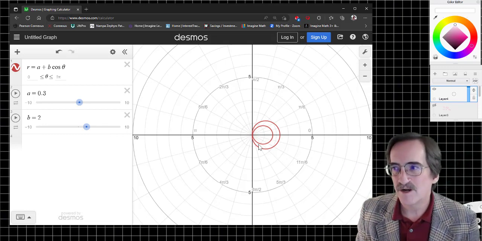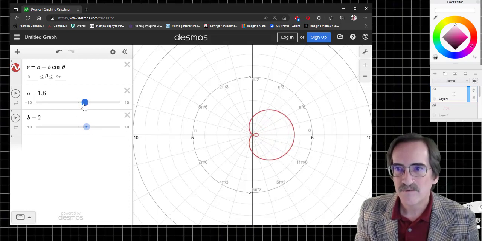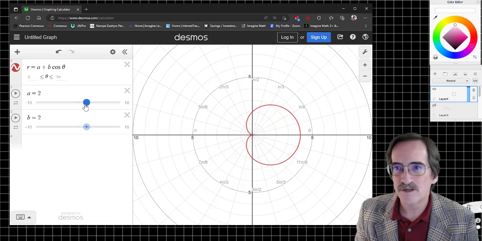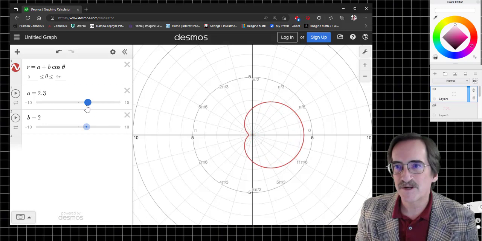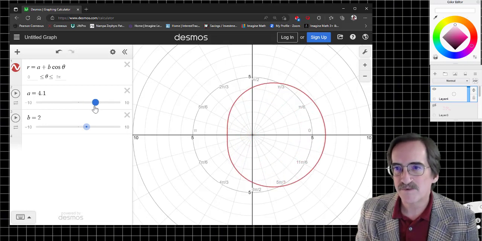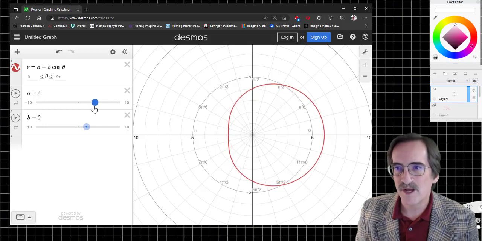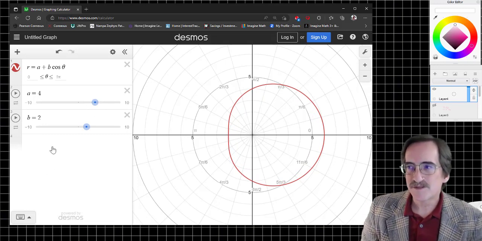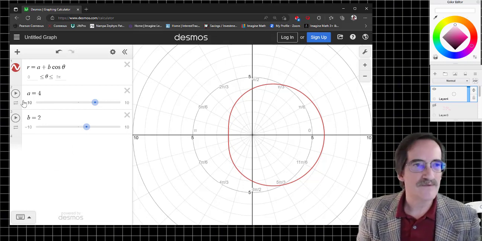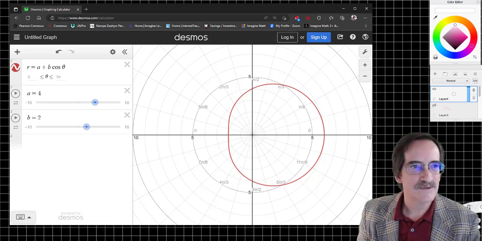And we can trace out some things here. If a equals b, then we have what's called a cardioid. If a is less than b, down to 0, we have an inner loop limaçon. If a is between 1 and 2 times b, we have a dimpled limaçon, and if a is 2 times b or greater, we have a convex limaçon. So being able to identify these, graph them, and classify them is the objective of this lesson.